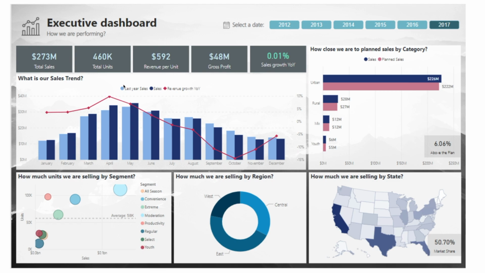And also we want to know how close we are to the planned sales by category. So it's kind of giving us the benchmarking where they can compare, okay, how close are we as compared to the benchmarking for these categories. And again, how many units are we selling by segment? So here we can see it clearly that this particular segment is selling a maximum number as compared to the other segments. So all these questions are addressed in one particular dashboard, considering the audience in mind.